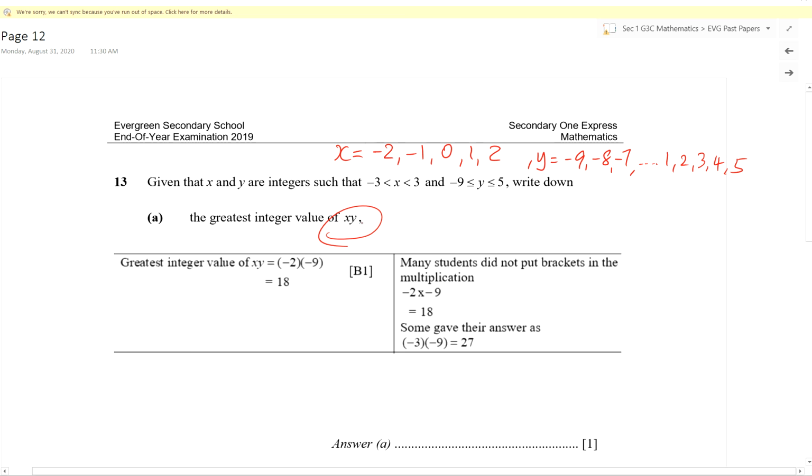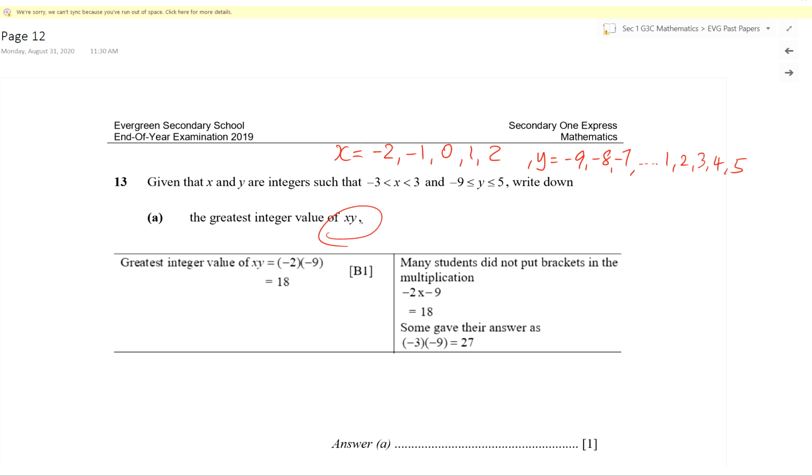So what do you think? Without looking at the answer. What is the largest x times y you can form? Is it 2 times 5? Take the largest x, take the largest y. You get 10. Very big number, right?